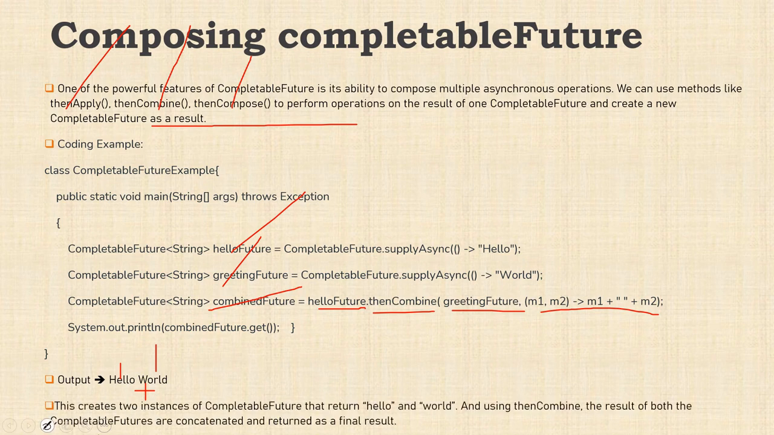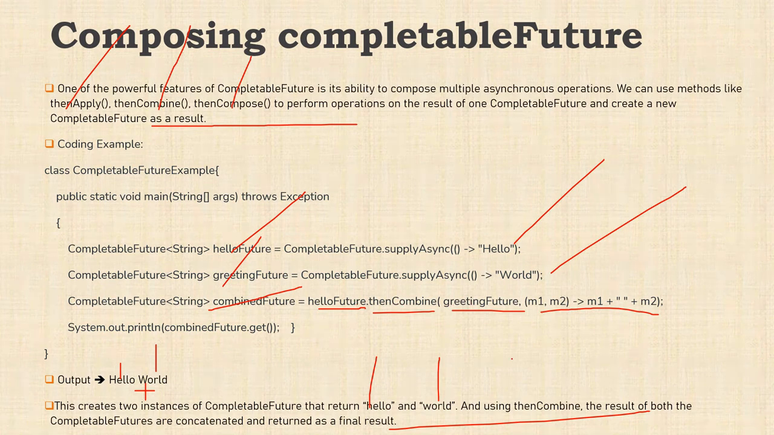So let's move to the next. This creates two instances of CompletableFuture that return hello and world. The first will be hello and the second will be world. Then combine: the results of both CompletableFutures are concatenated as the final result. So here it's combining. helloFuture.thenCombine method is available, and then we are combining here.